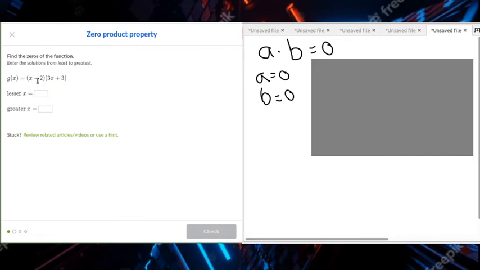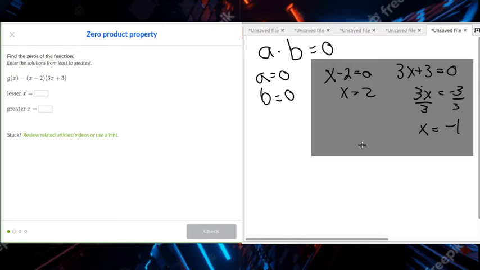So we need to go ahead and do these again. I'm going to split these up. I either know x minus 2 is 0, or 3x plus 3 is equal to 0. And this one I'm going to add 2 to both sides. I'll get x is 2, so one of those answers is 2. And here I'll subtract 3 from both sides, so you get 3x is equal to negative 3, and then divide both sides by 3. So x is equal to negative 1. It wants the lesser x. Negative 1 is smaller than 2. And greater x, 2 is greater than negative 1.